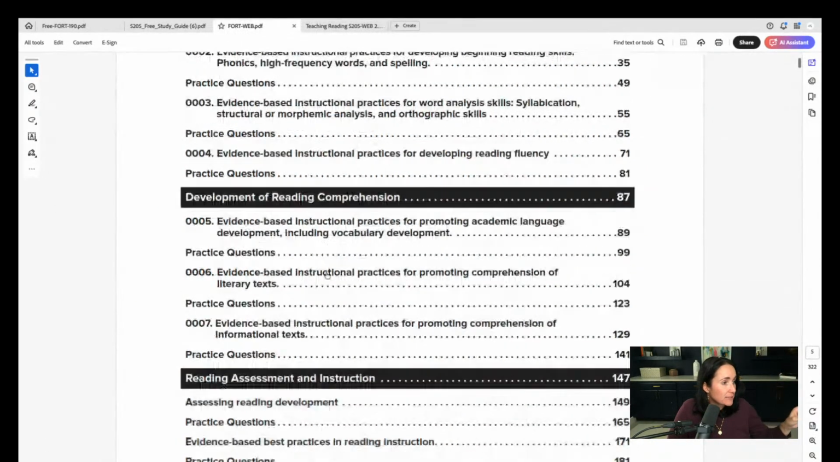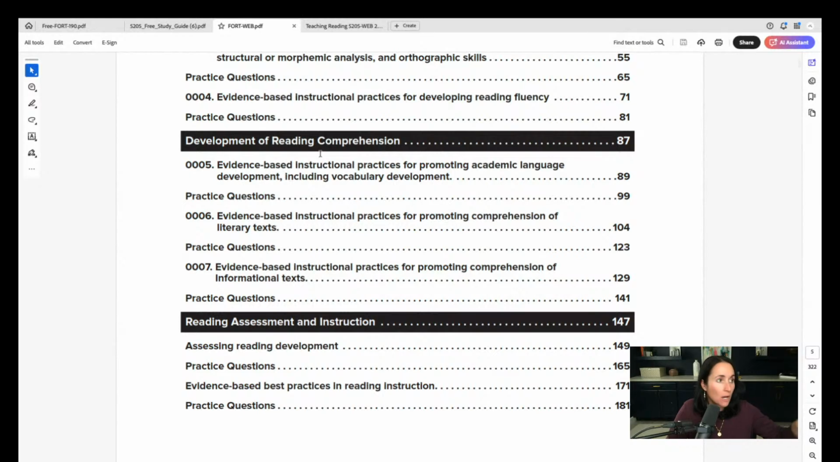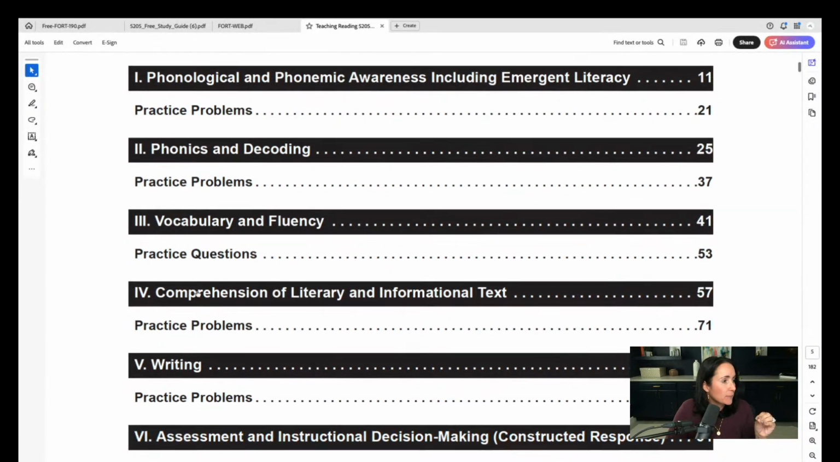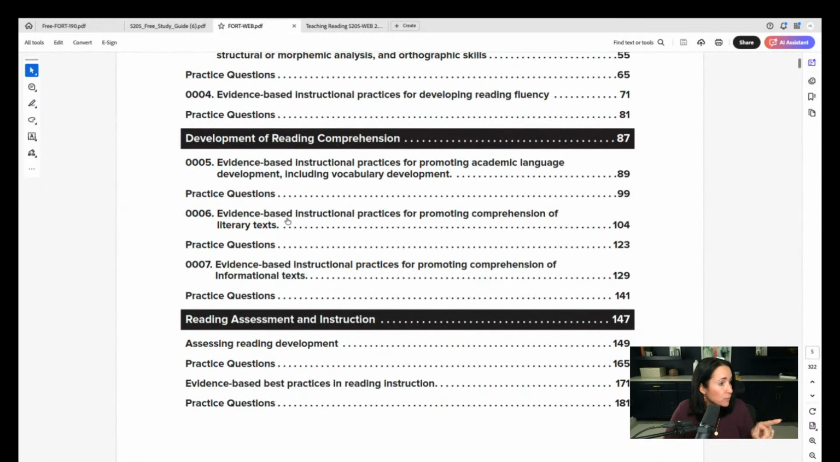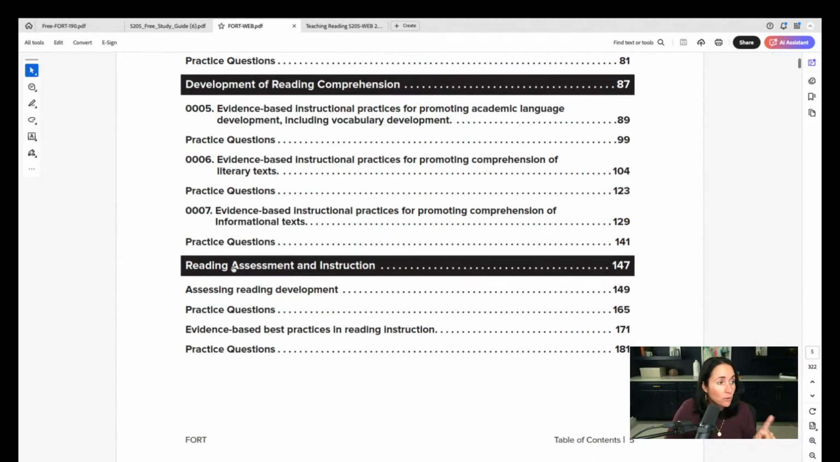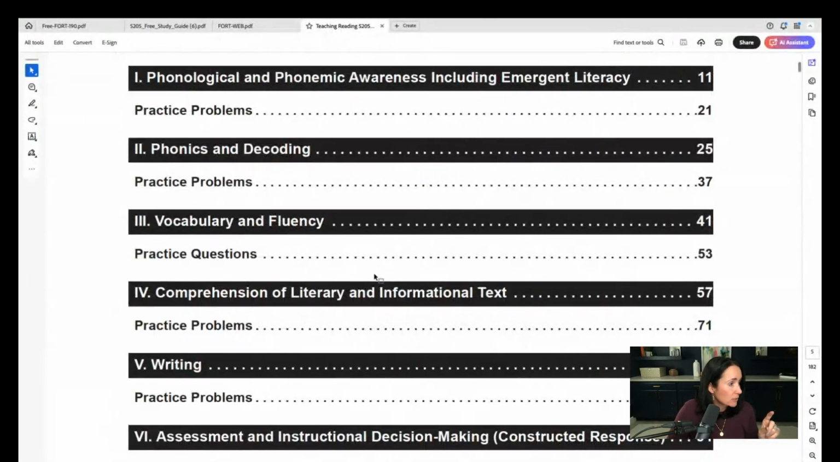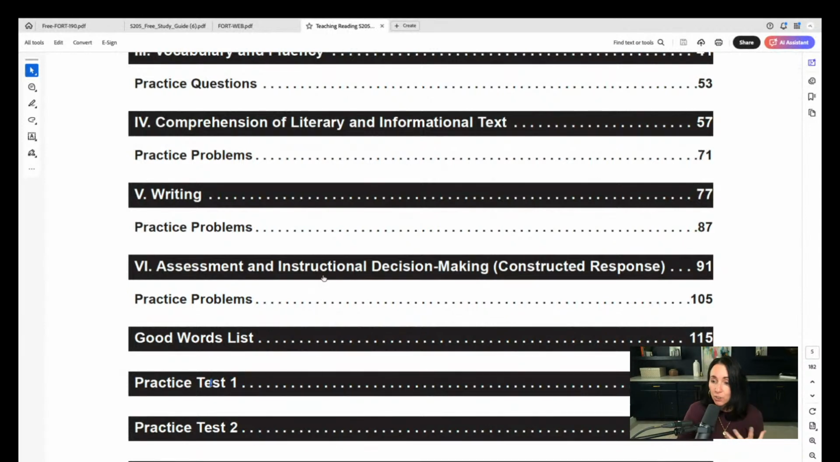Then when we get into the advanced, now we're into vocabulary and comprehension. Notice here for Teaching Reading, they kind of smush vocabulary and fluency together. And then we have comprehension of literary and informational text. And notice here for comprehension, we have comprehension of literary text and comprehension of informational text. Then we have reading assessment, which is very important. And we have that also in the Teaching Reading assessment, because good reading teachers know how to assess reading. And so you are going to have assessment questions there.